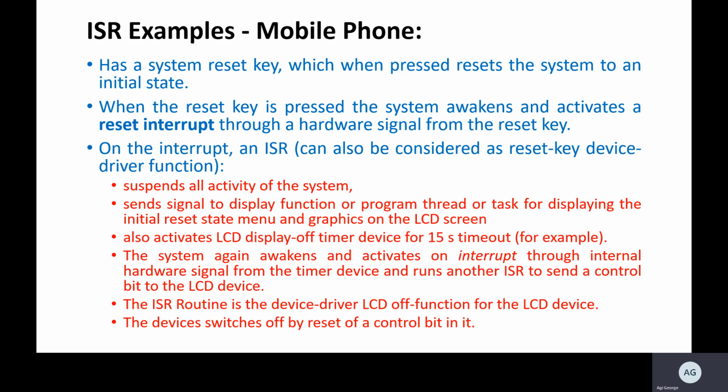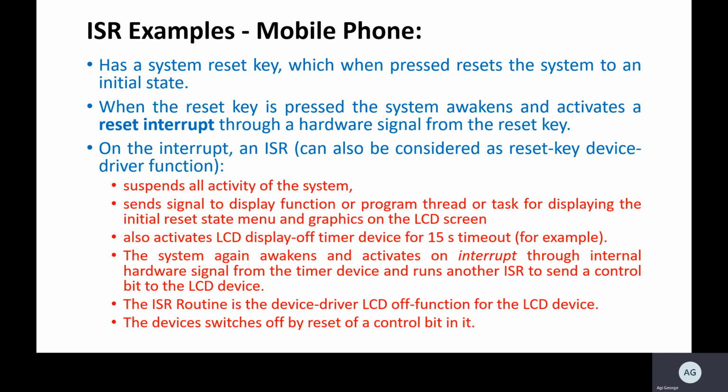So what happens when such an interrupt occurs? There is an ISR which is associated with the reset interrupt. It suspends all the activity of the system. What is the condition under which you will apply a reset? When either the system is in a hanging condition or there is some problem with your device. So the current activity will be suspended. It sends a signal to the display function and program thread for displaying the initial reset state menu and the graphics on the LCD screen. Also, it activates a display timer for a 15 second timeout. So that's an example.